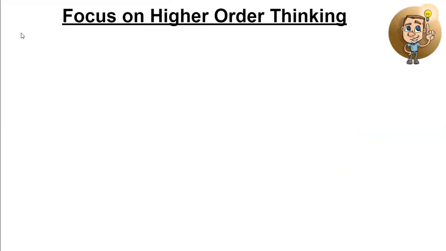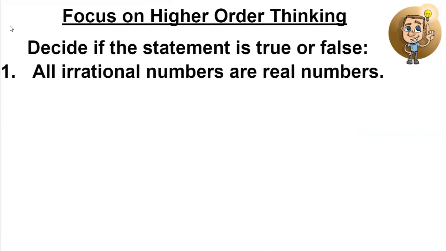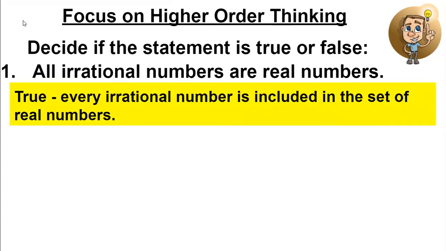Just want to talk about a little bit of higher order thinking. So let's decide if the statements below are true or if they are false. So number 1 statement is all irrational numbers are real numbers. So think about our categories. Real numbers include both irrational and rational numbers. So are all irrational numbers real? You should have said true to that. Every irrational number is included in the set of real numbers.